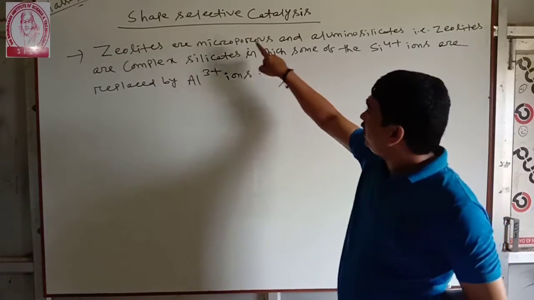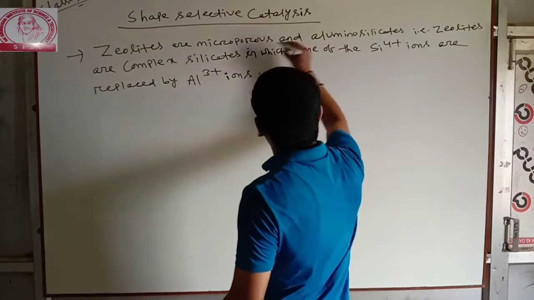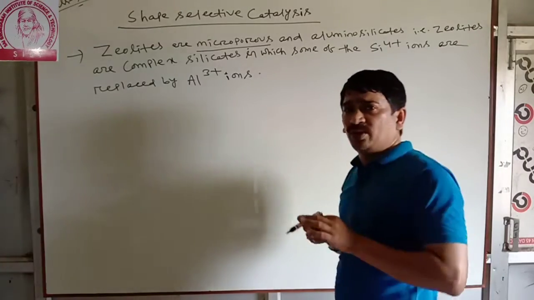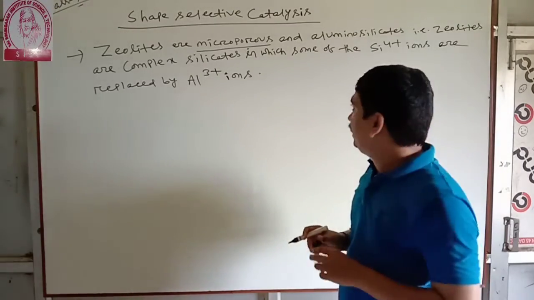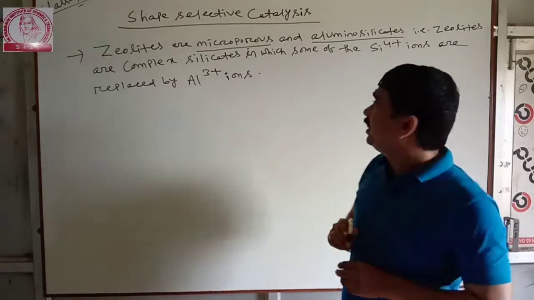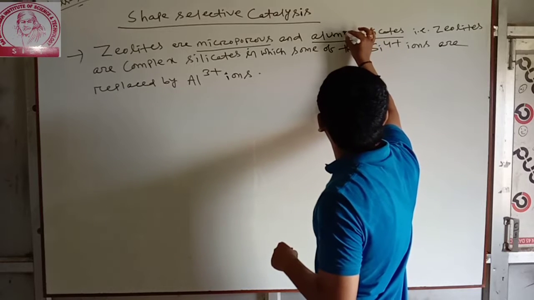So zeolites are microporous and aluminum silicates. We can say that zeolites have a microporous structure, very small holes are present, and they are aluminum silicates.